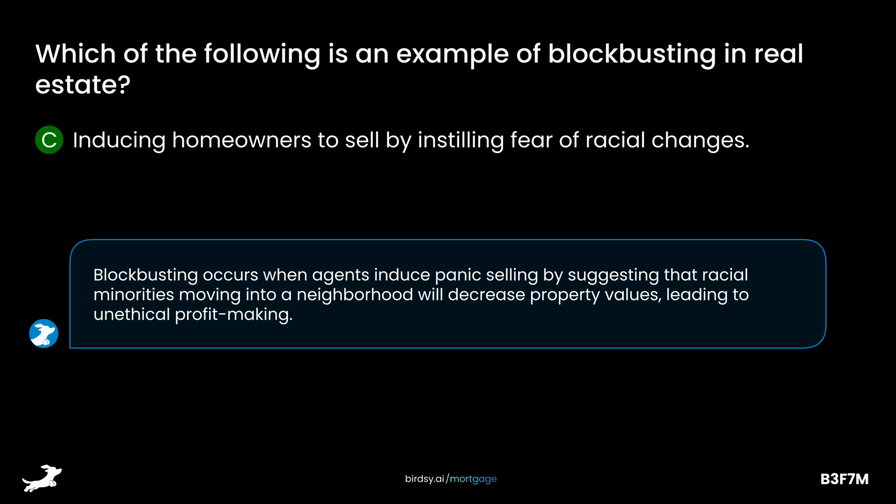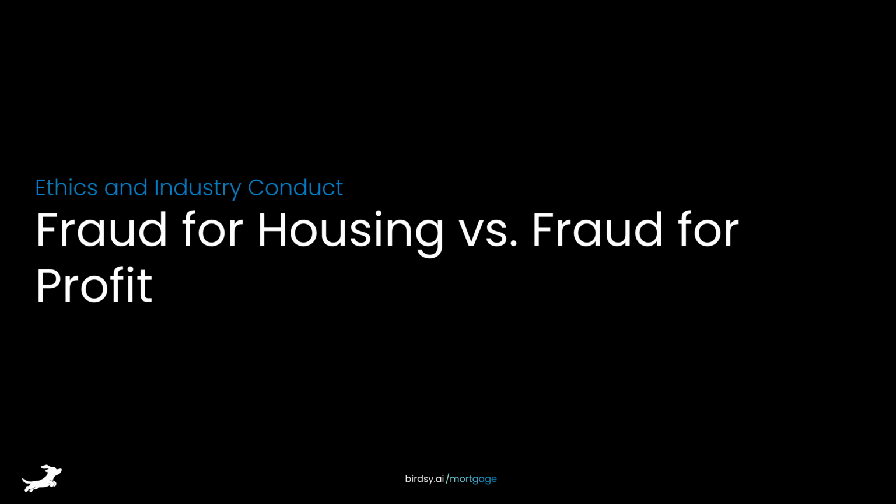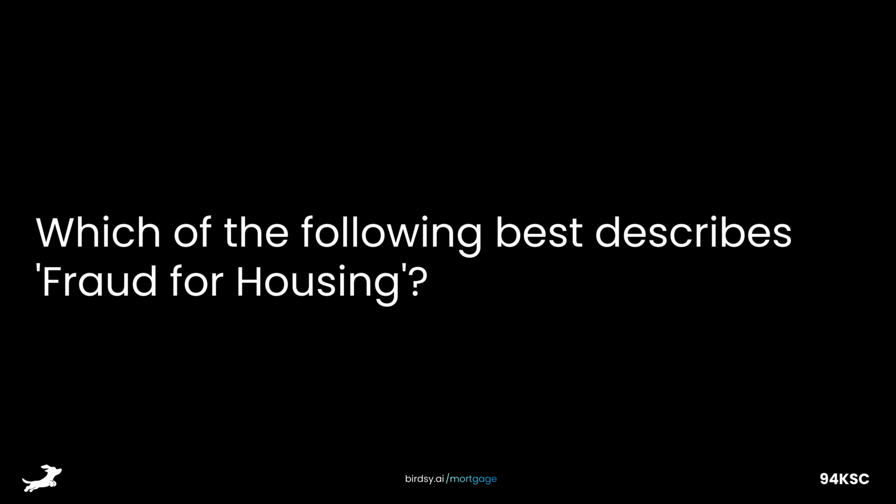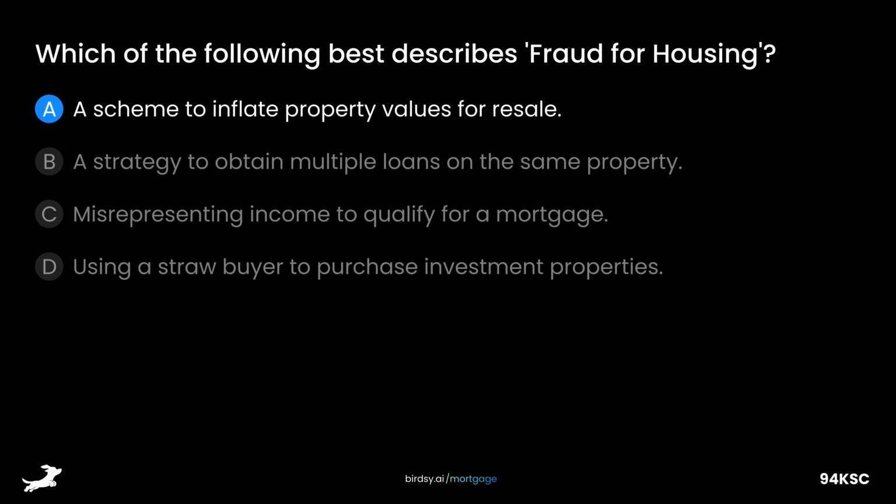Blockbusting occurs when agents induce panic selling by suggesting that racial minorities moving into a neighborhood will decrease property values, leading to unethical profit-making. Fraud for housing versus fraud for profit. Which of the following best describes fraud for housing? Is it A, a scheme to inflate property values for resale? B, a strategy to obtain multiple loans on the same property? C, misrepresenting income to qualify for a mortgage? Or D, using a straw buyer to purchase investment properties?